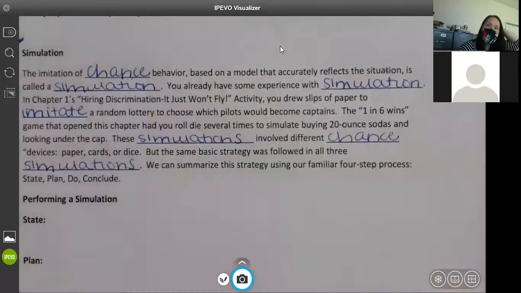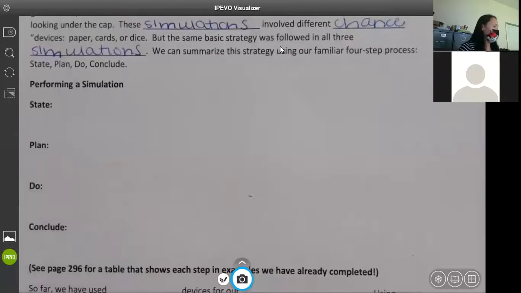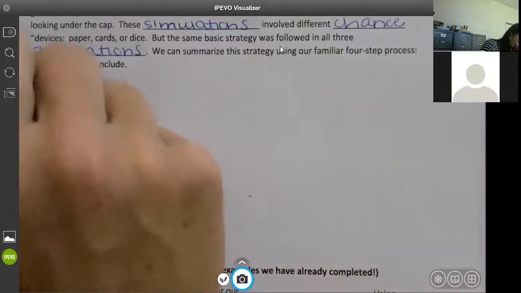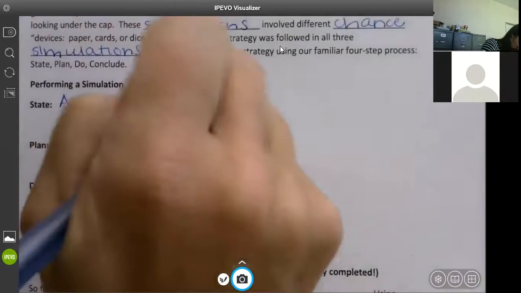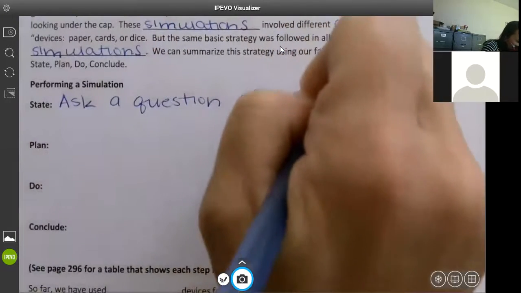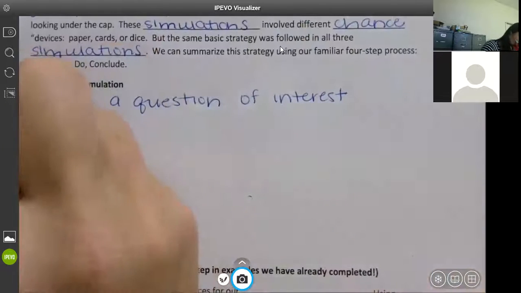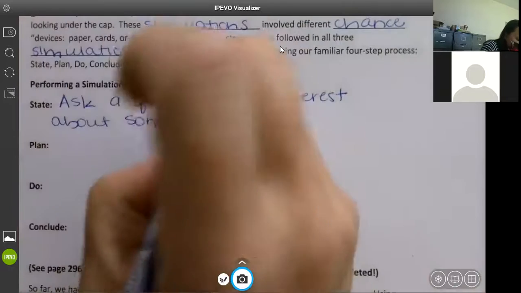We can summarize this strategy using our familiar 4-step process: state, plan, do, and conclude. So here's how you do a simulation with state, plan, do, conclude. And that's what we're doing today, so that's why I said it's going to be a little bit longer. So ask a question of interest about some chance process.